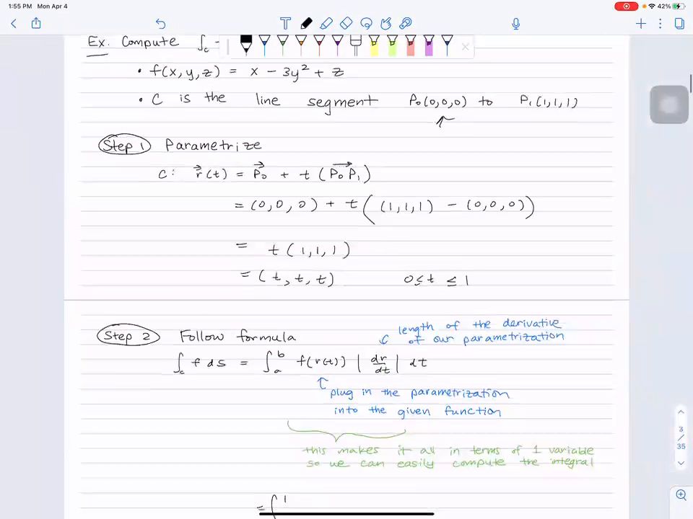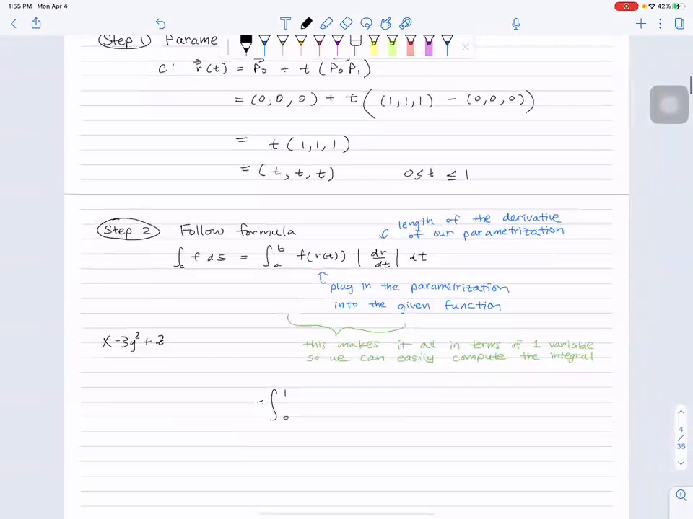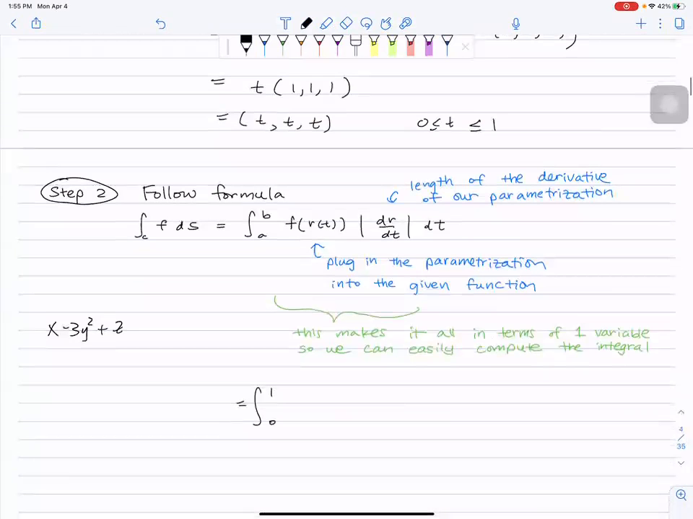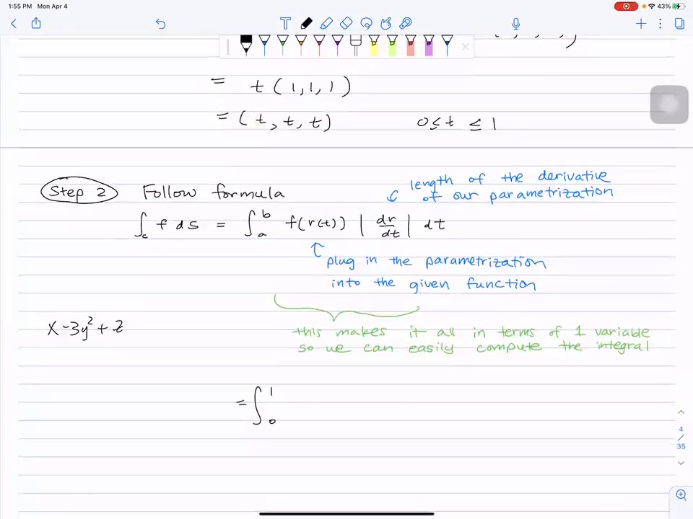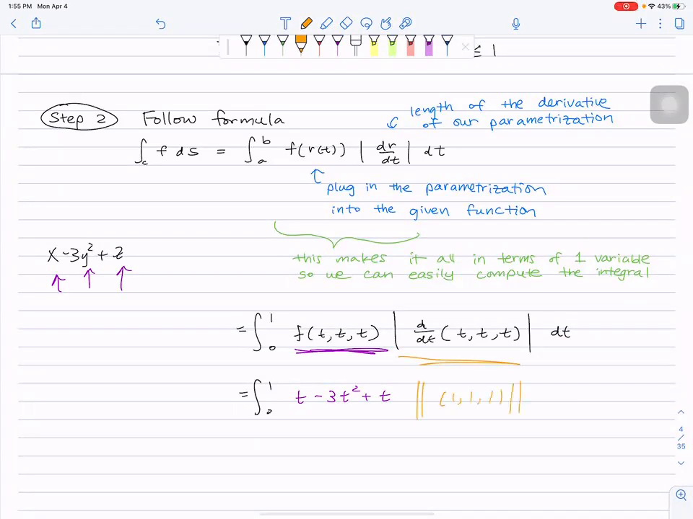Our function is x minus 3y squared plus z. We plug this parameterization into our function, so let me write f of t for now. And then we do the derivative of our parameterization, dt. When we plug in t for our function, we have t minus 3t squared plus t. I just plugged in t's for all those variables. This is going to be the magnitude of 1, 1, 1 dt.